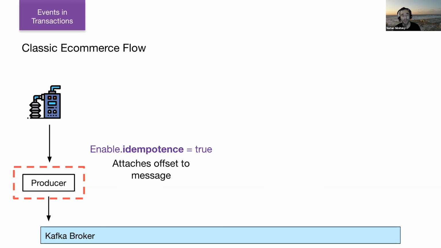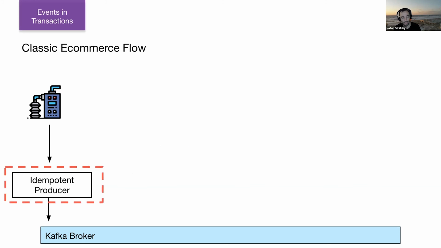Now let's see how Kafka can help here. With the Kafka producer, you can enable idempotence by just raising a flag, and then it will make sure to produce messages exactly once. How will it do that? It attaches the offset of each message to the message.